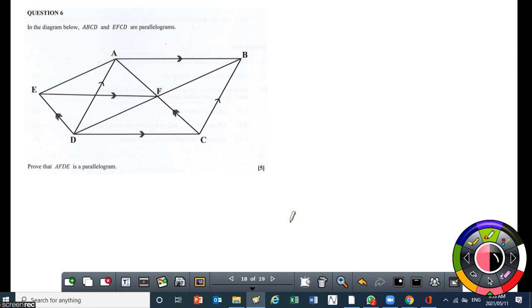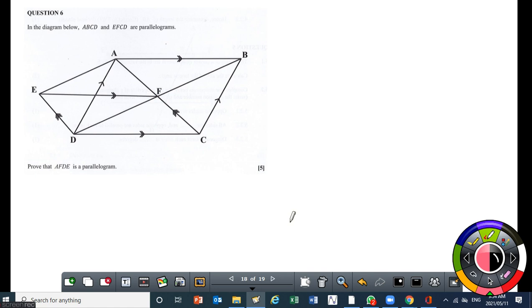All the acceptable reasons which start with "if" are the converse of a property of a parallelogram. So if you say if the opposite sides of a quadrilateral are parallel, then the quadrilateral is a parallelogram. If the opposite sides of a quadrilateral are equal, then the quadrilateral is also a parallelogram. If the opposite angles of a quadrilateral are equal, then the quadrilateral is a parallelogram. If the diagonals bisect each other, then the quad is also a parallelogram. If one pair of opposite sides are equal and parallel, then the quad is a parallelogram.